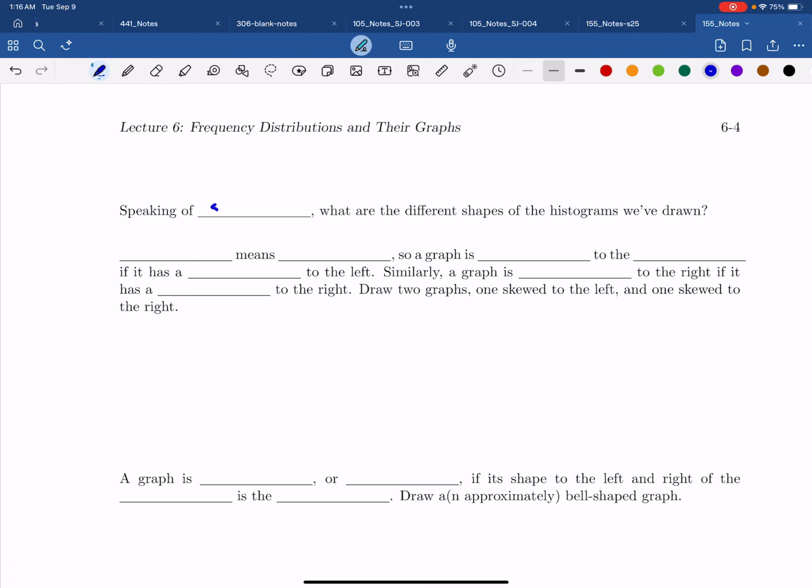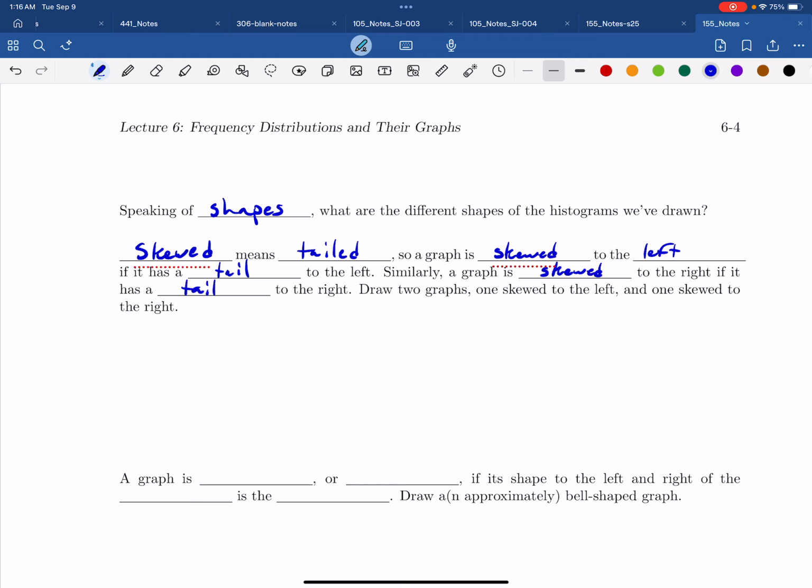So, speaking of shapes, what are the different shapes that we've drawn? Well, one thing that you may have heard if you've taken a stats class before is that skew or skewed means tailed. So a graph is skewed to the left, for example, if it has a tail to the left. Similarly, a graph is skewed to the right if it has a tail to the right.